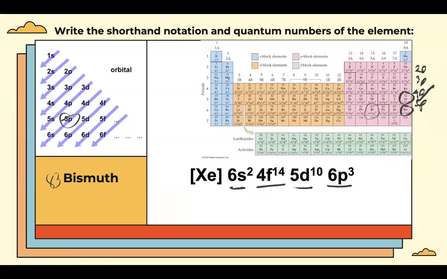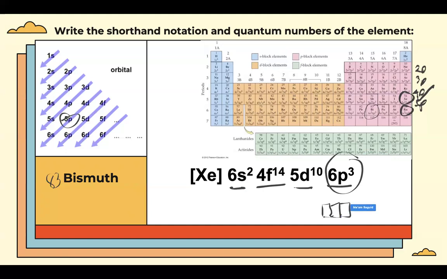Now, write the quantum numbers using the orbital diagram, and choose first which sub-level we should write an orbital diagram for. First, decide which block bismuth is in. It's in the P block. Choose the highest energy level in the P block. So obviously, it's 6p3. Create a diagram for this one.